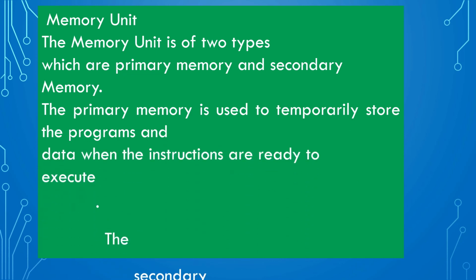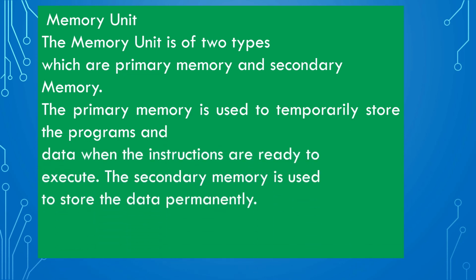Now we can see what the memory units are. There are two types of memory units, that is primary memory and secondary memory. Primary memory stores the information only temporarily while it processes the data, and if the electricity connection is off, all the information will be lost. But secondary memory stores the data permanently.